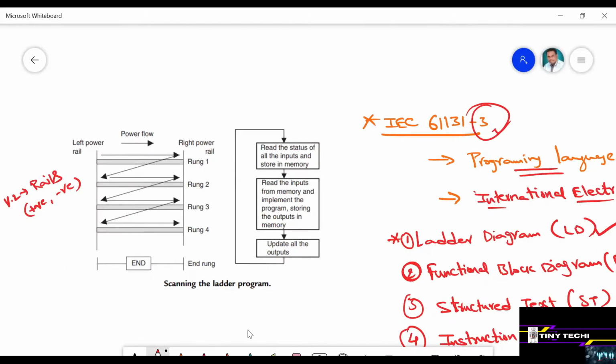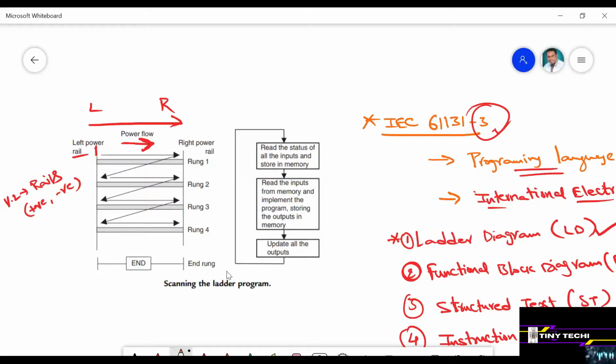Here you can find a left rail and a right rail. The power flow goes from the left rail to the right power rail, from left to right. Scanning of this ladder program is done first horizontally, then vertically, meaning from left to right and top to down. So this is about how the scanning happens in PLC ladder logic.